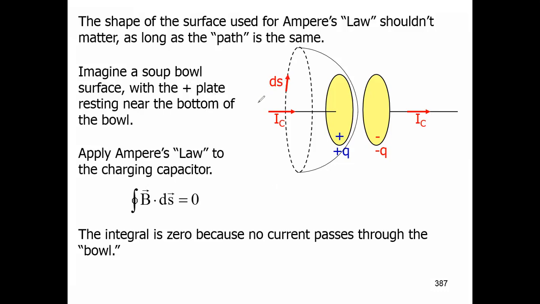Yes, sir. So imagine a soup ball surface with a positive plate resting near the bottom of the ball. He said, okay, I'm taking an Amperian surface like this. Fine. Then I'm applying the Ampere circuital law. Here it is written ds, but actually it should be dl. So I am applying the Ampere circuital law to the charging capacitor. There is no current enclosed by this ball, so this would be zero. Up till here, it was satisfactory.